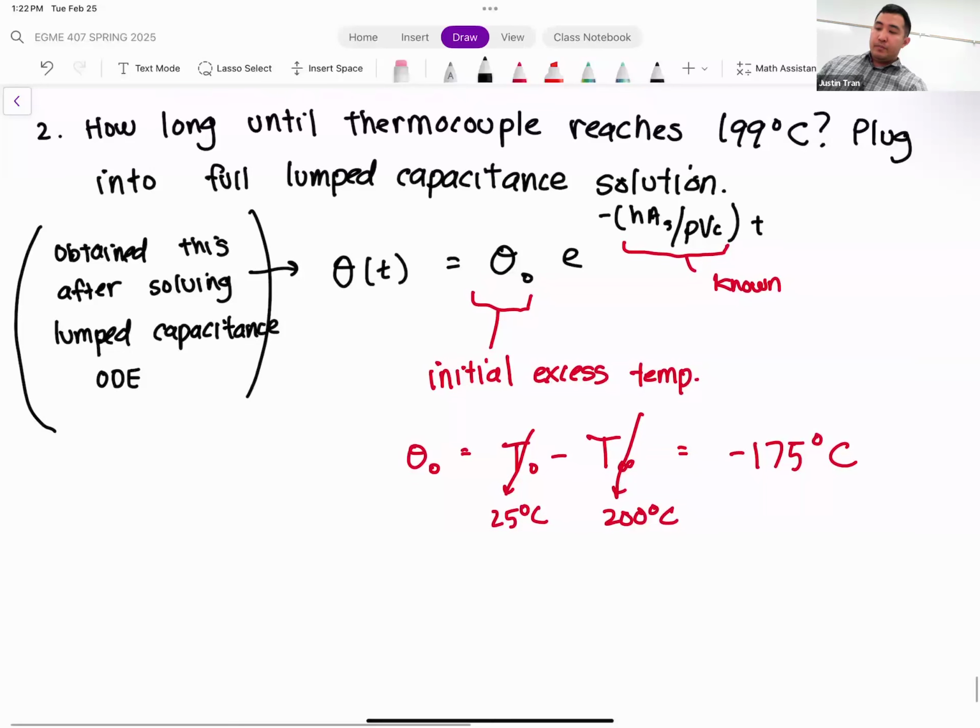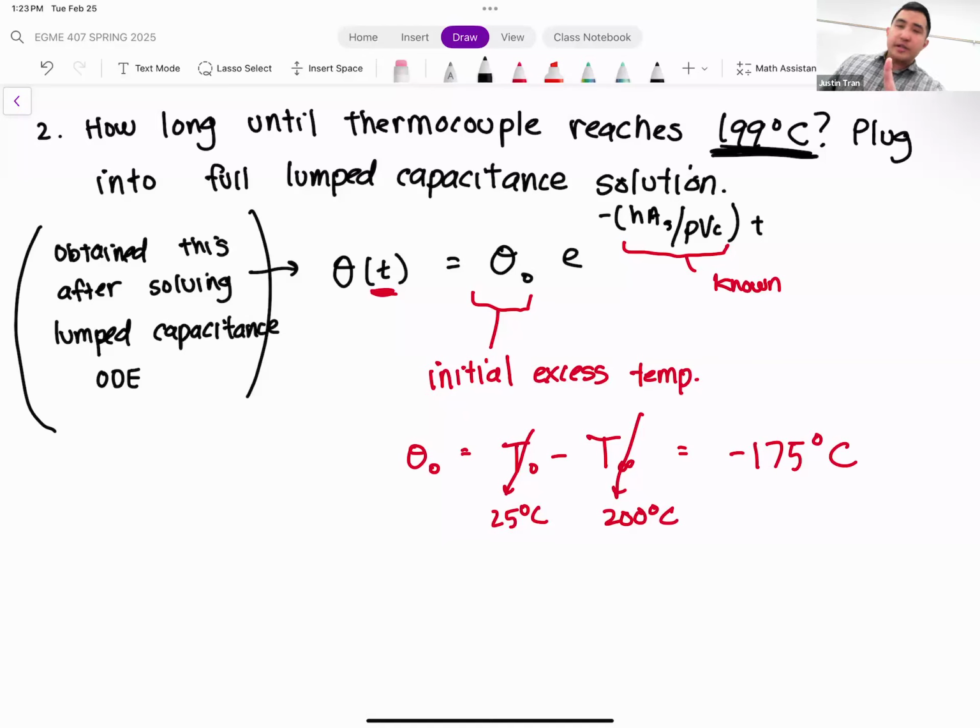All right. So basically we have everything for our full solution here. A couple of things you may have to compute, like the volume and the surface area, but we have it all. So what this problem is asking us is how long it is going to take for the thermocouple to reach a temperature of 199 degrees C. So in this problem, we're solving for time, and we're solving for a specific time when theta reaches a particular value.